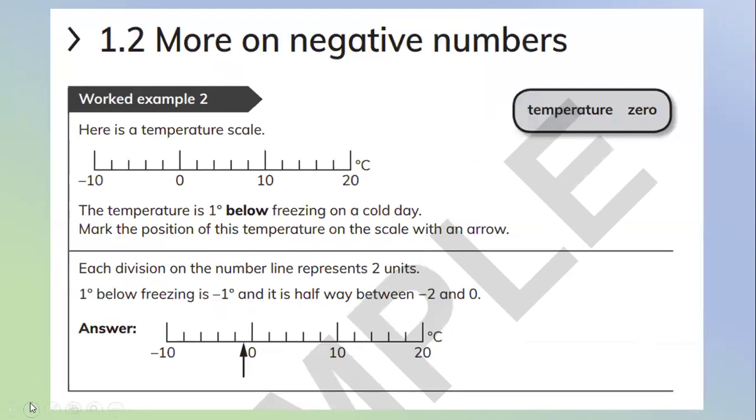This is the end of exercise 1.1. This is article 1.2 and exercise 1.2. More on negative numbers. Okay, negative numbers we used to show the temperatures.